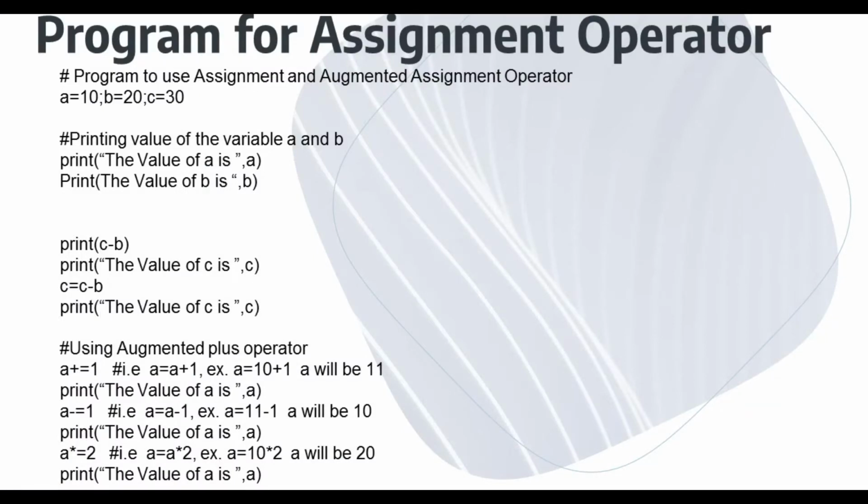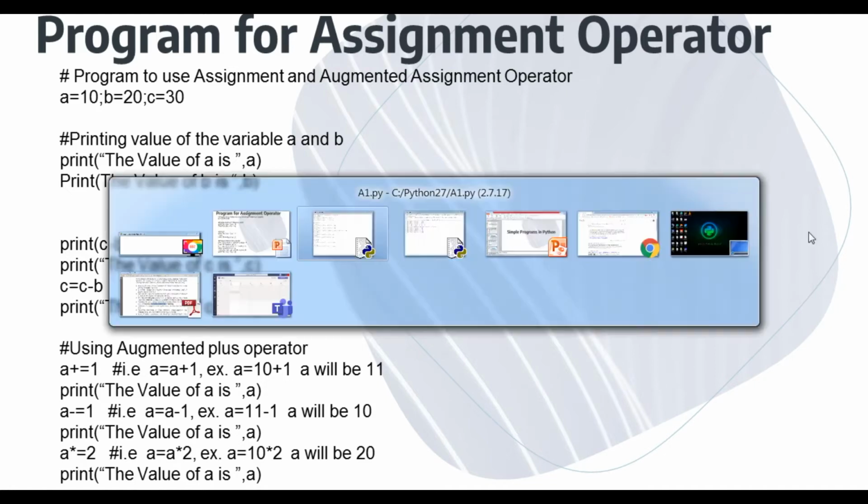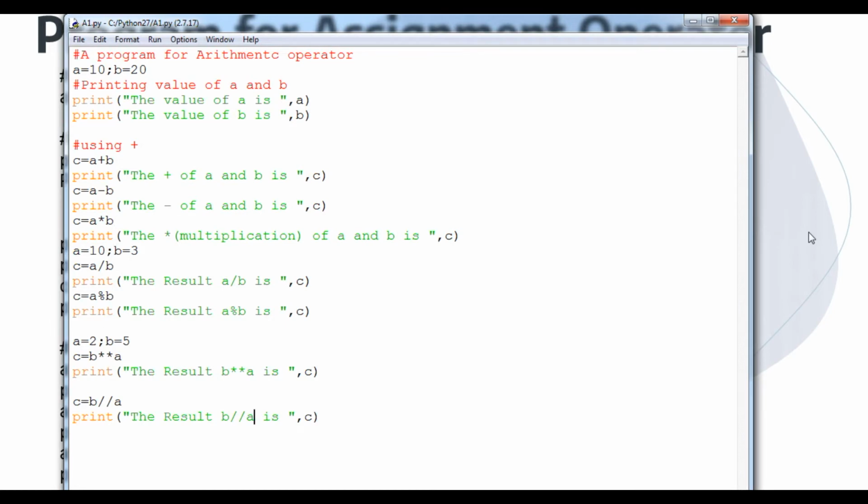We have done all the practice for that. Now we have to use the assignment operator. Actually, what are assignment operators? Assignment operators are used to assign a value to a variable. Without using an assignment operator, we can't use a variable. Before I start a program, I will give an explanation.